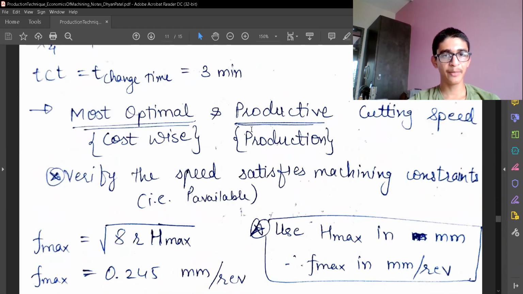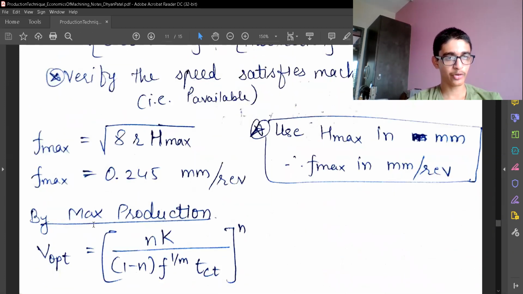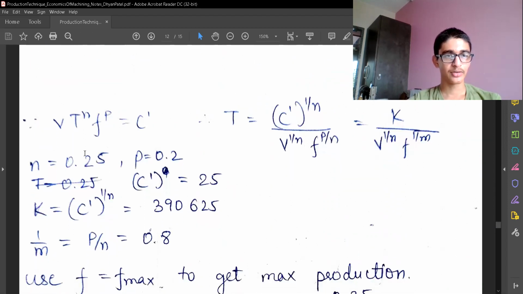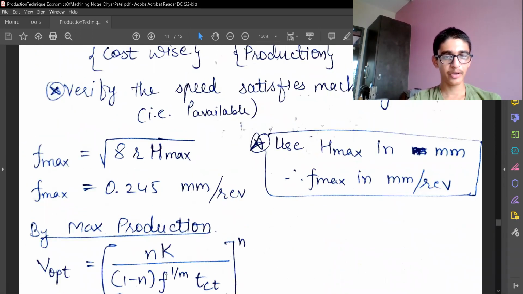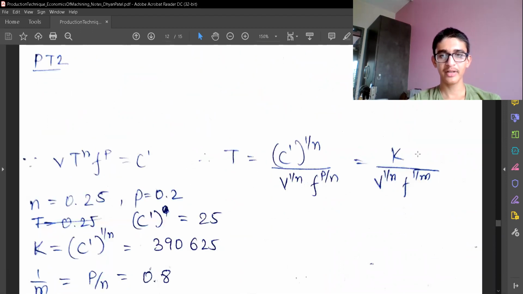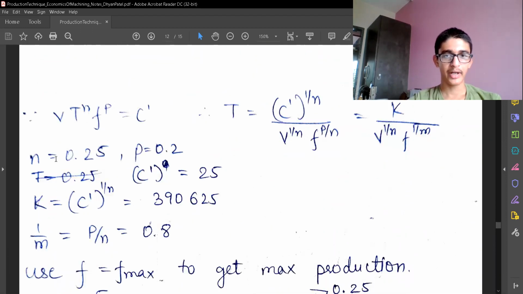We'll start with the maximum production directly. We have already seen a numerical in which we had optimized the cost, or minimized the cost. Now let's start with maximum production. The V optimum formula was given by this, and F optimum was F maximum. We again need to modify the Taylor's tool life equation to get that factor k raised to k upon f raised to 1 by m. This is that modification done, and n is 0.25, p is 0.2, c dash is 25. These are the given things.